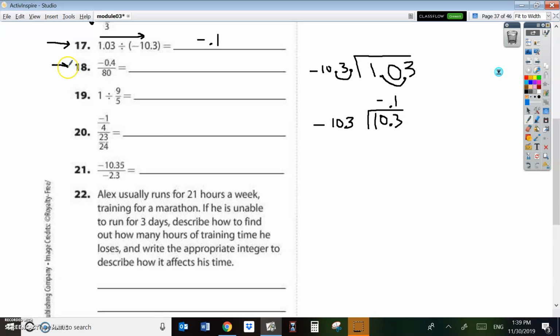Problem 18 is a similar type problem. Use your regular division bar, and it makes it much less confusing. So -4/10, that's the top. Divide the top by the bottom. So put the -4/10 inside the box down here. And then 80 is your divisor.